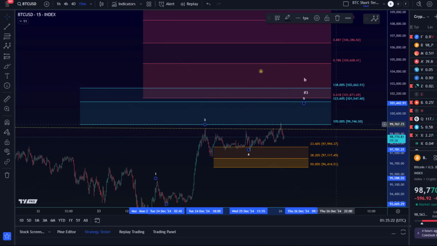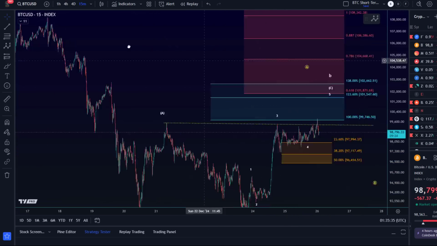Even though we already reached my targets, I'm already happy with it. But one more high, I think, would be ideal, basically because of that strange structure here that developed from one of the intraday lows. Now, that would be short-term bullish. Let's talk about short-term bearish.